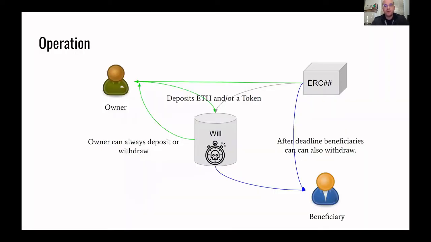In dETHLock, a will owner can deposit raw Ethereum or a token ownership into the will structure. Owners can continue to deposit or withdraw from the will at any time. After a deadline, a beneficiary address can also withdraw.